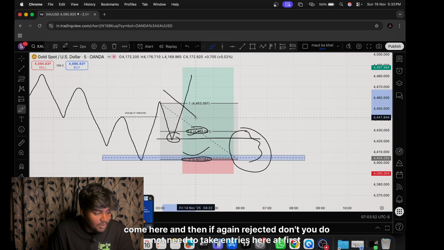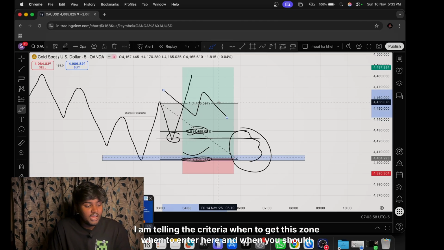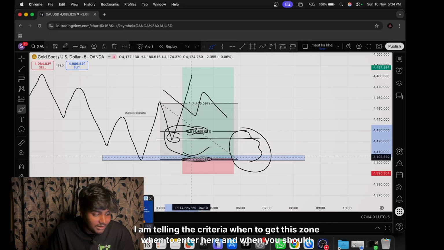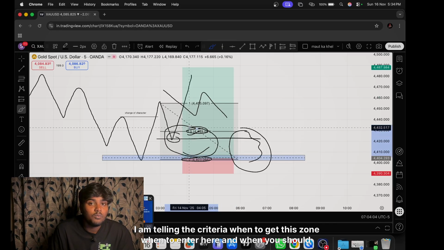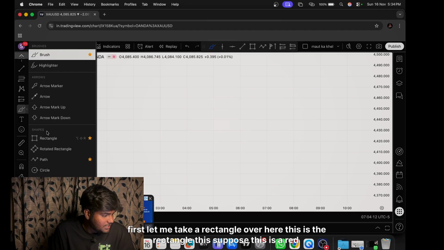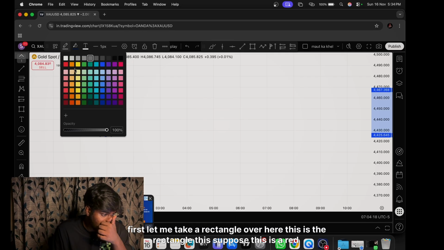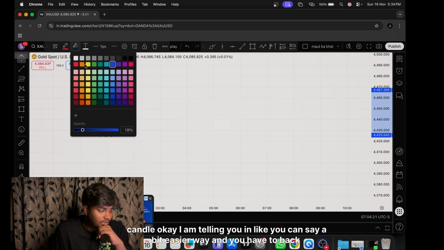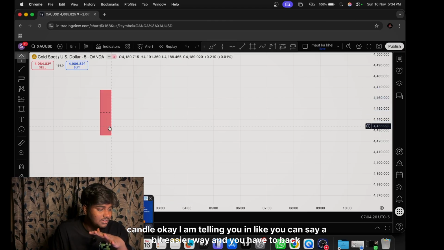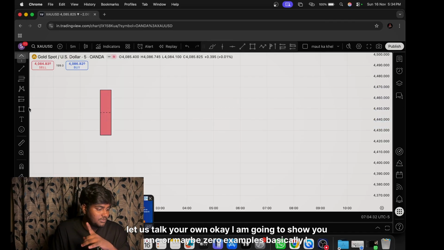If the order block comes here and then rejects again, you don't need to take entries here. At first I am telling you the criteria: when to take this zone, when to enter, when you should not trade, and how you can plan your entries. So first, I have to draw a bit. Let me take a rectangle over here. Suppose this is a red candle. I am explaining in a bit easier way, and you have to backtest on your own. I am going to show you one or maybe zero examples.